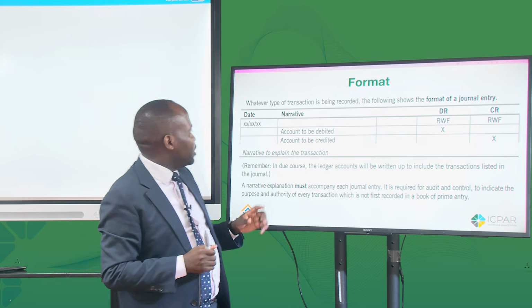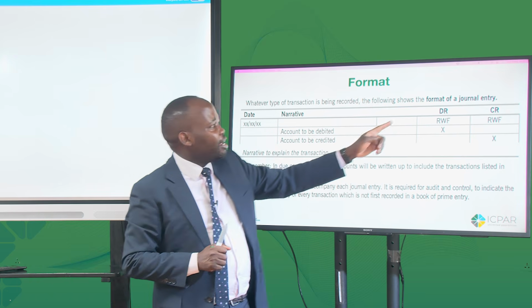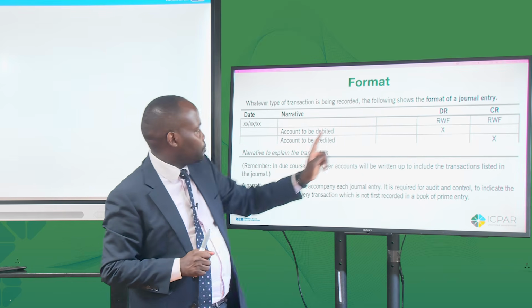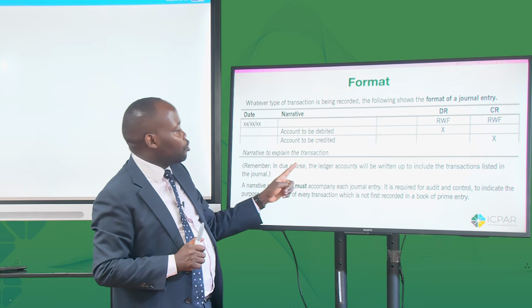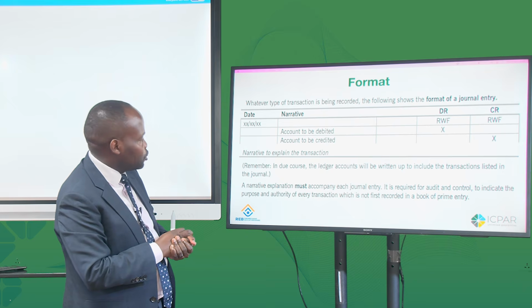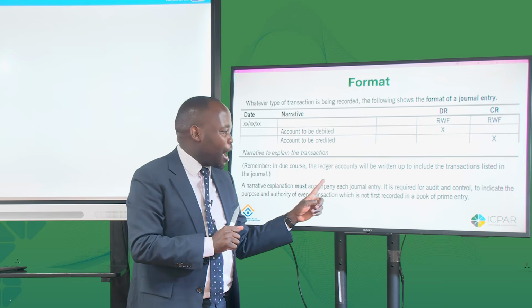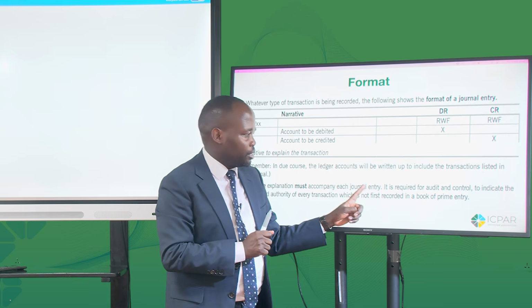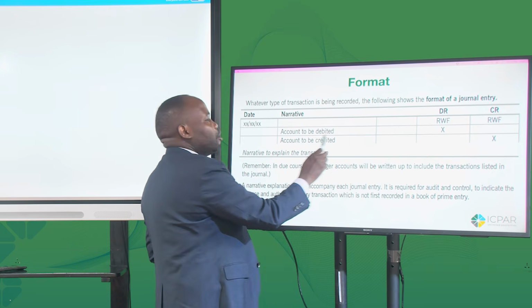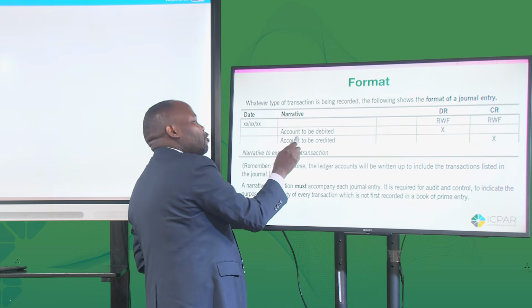So for example, in a journal, we'll have the date, what we call a narrative, and debit and credit. But here we can add the transaction number also. Remember, in due course, the ledger accounts will be written up to include the transactions in the journal. A narrative explanation must accompany each journal entry. There was an account to be debited, an account to be credited, and then you come with a narrative to explain the kind of transaction.